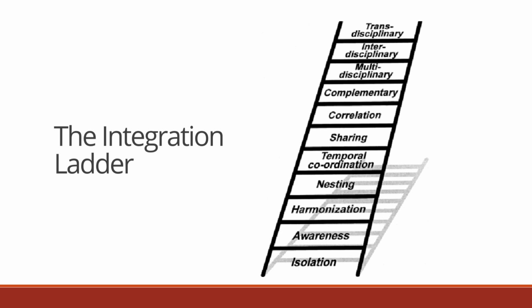The integration ladder by Harden argues that curricular integration can be viewed as a ladder, with discipline-based teaching, isolation, at the bottom of the ladder, and full integration, transdisciplinary teaching, at the top. As you can see in this figure, the integration ladder has 11 steps from subject-based to integrated teaching and learning.